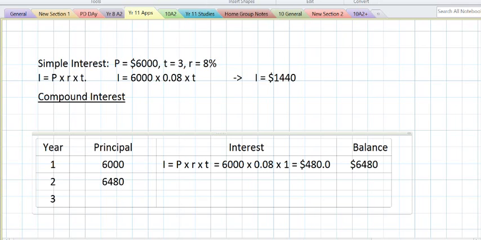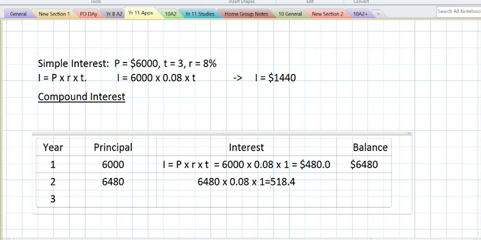Here, that's the amount we start off with, 6,480, is the amount we start off with for the next year. And once again, we go through the same process, except here, our principal is no longer $6,000. Our principal will be $6,480 because we've effectively earned interest on the interest we've already earned. So once again, it's 6,480 times 0.08 times 1 equals.